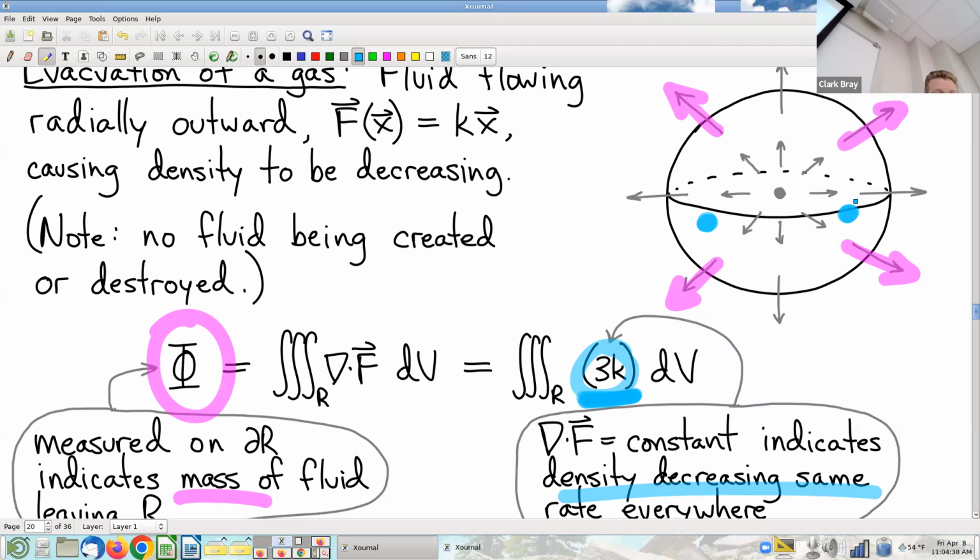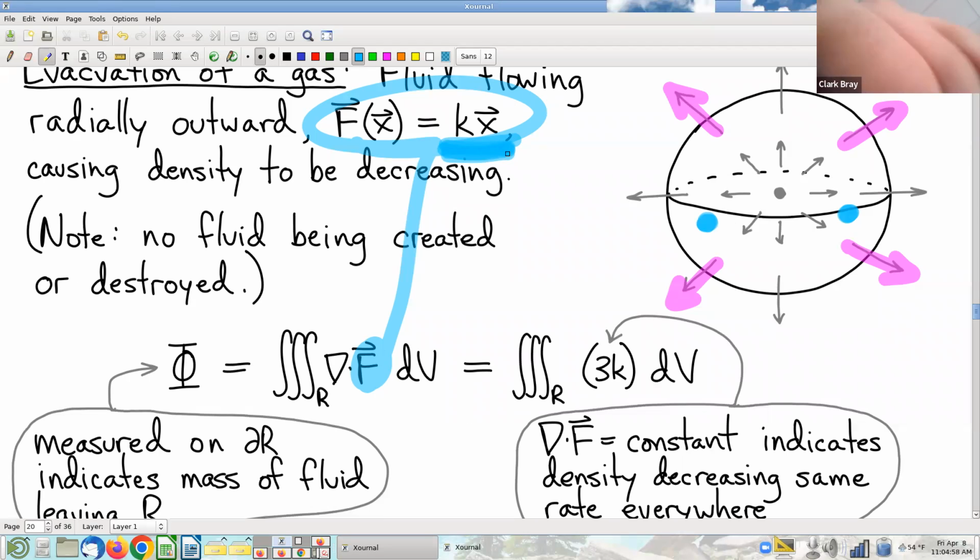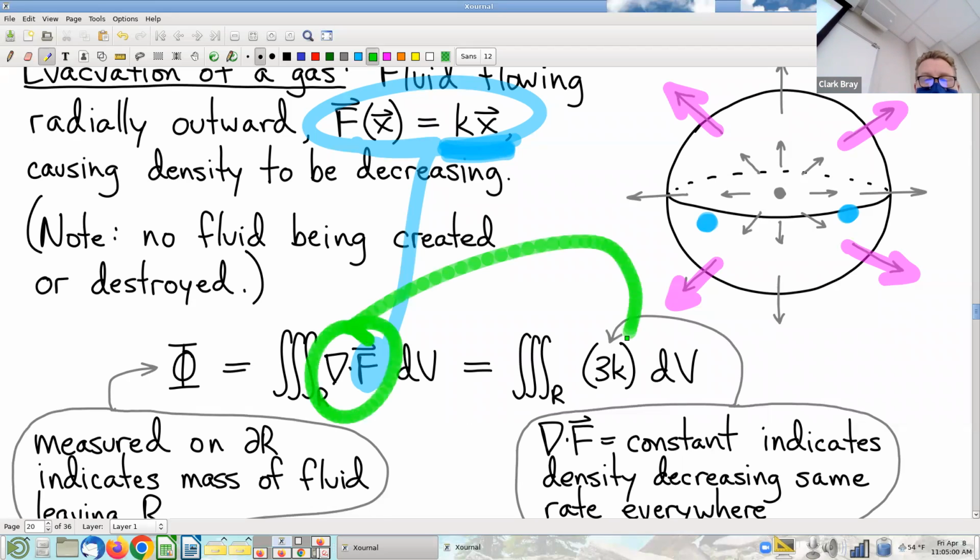Yep. Why did we say f of x is 3k? Could we also just say 5k? Oh, no. If you take this vector field, keep in mind this is kx, ky, kz, and if you straight up compute the divergence, it is literally that. Yep.